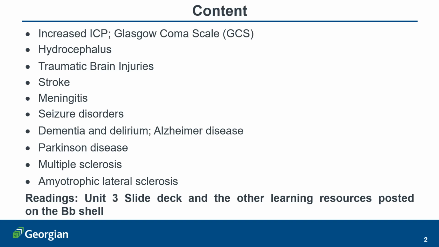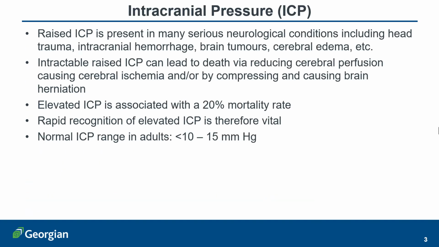We'll then move on to hydrocephalus, TBIs, or traumatic brain injuries. We'll discuss stroke, CNS infections such as meningitis, seizure disorders, and then we'll switch gears and discuss dementia and delirium with a specific focus on Alzheimer's disease, and then move on to Parkinson's disease, multiple sclerosis, and close off with ALS, or amyotrophic lateral sclerosis. Please remember to read through the slide deck for Unit 3 as well as all the other learning resources that are posted on the Blackboard shell.